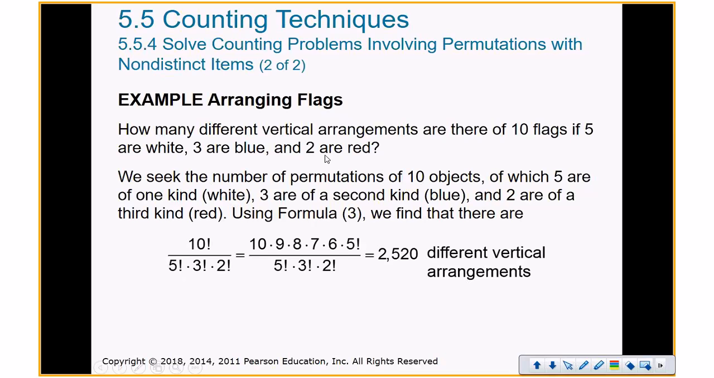They might do this. No, they're not going to do it with a license plate because the license plate is exponential, and I don't know why we haven't seen that yet. License plate is usually in here, but I haven't seen it yet. How many different vertical arrangements are there of 10 flags? That's n. So it'd be n factorial over just the rest of them multiplied together, factorial.